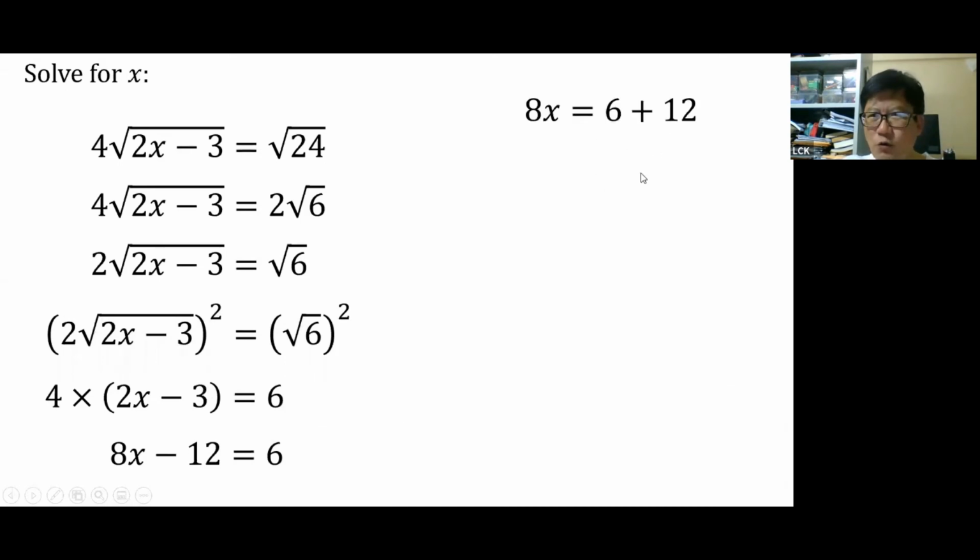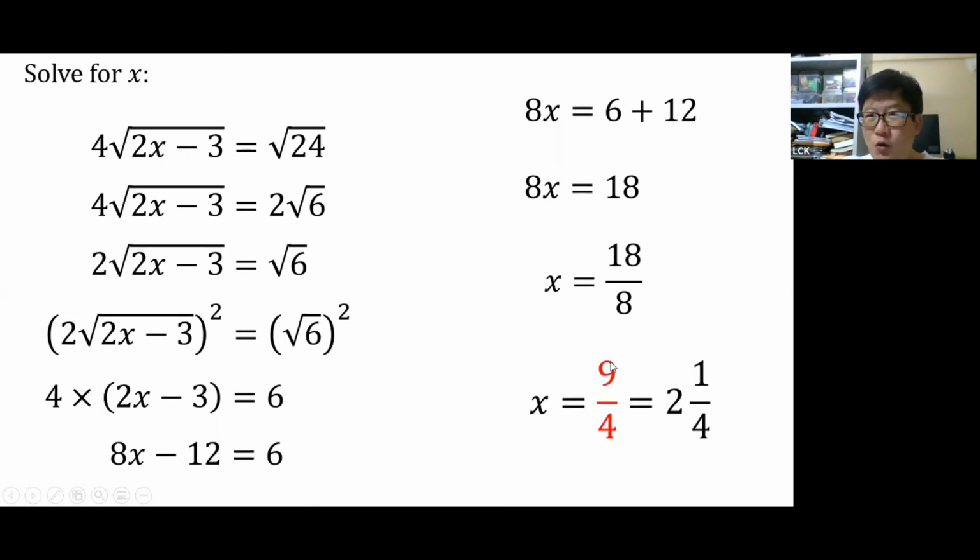Bring that plus 12 over. 8x equals 6 plus 12 is 18. And x is therefore 18 over 8. All right, which can be simplified to 9 over 4 or 2 1/4. You really can leave it here. But remember, because you are dealing with a solve for x and you have a square root here, you have to check. Absolutely necessary that you check.